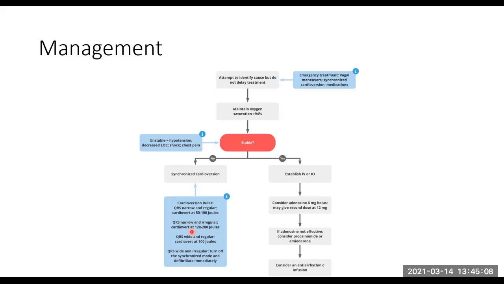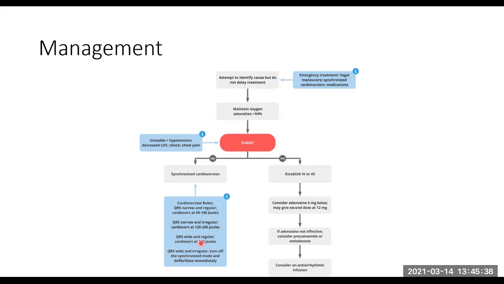All right. And then QRSs that are wide and irregular, we'll get to later on. Okay. But don't worry about them now. Let's just say that you turn your machine onto sync mode. You put your energy at 100, and you do your synchronized cardioversion at 100 joules, and you'll see your patient will hopefully improve. If they don't, then you go up to about 130, you can go up to 150.